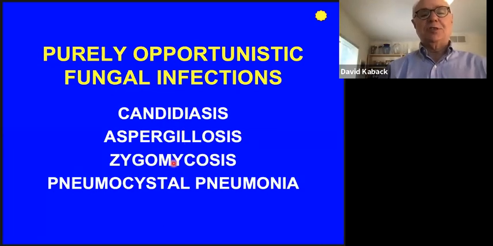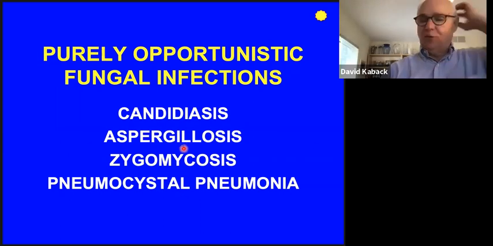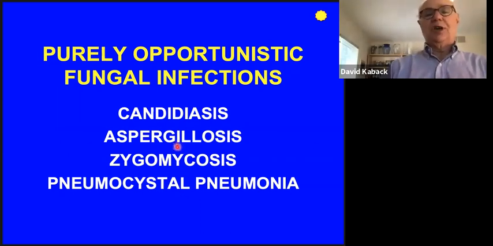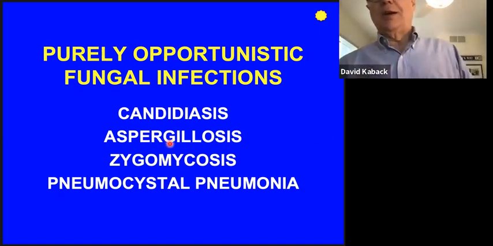Candidiasis, aspergillosis, zygomyces, pneumocystal pneumonia. These are all organisms that are either commensals, part of normal flora, shown here, or are just so omnipresent in our environment that we can't avoid them. So as a result, they're not really pathogens unless you are immunocompromised.